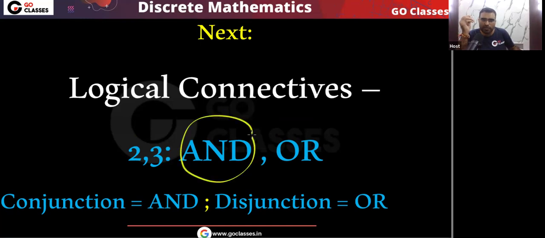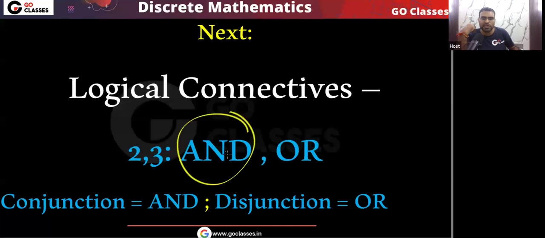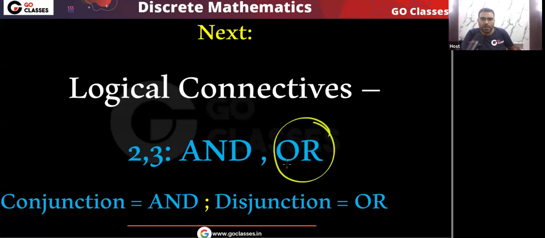We use this when we want to say that both statements are true. Yes or no? If you have two statements, then when do we use this logical connective? We use this logical connective "and" when we want to say that both statements are true. And when do we use this connective? We use "or" when we want to say that at least one of them is true.